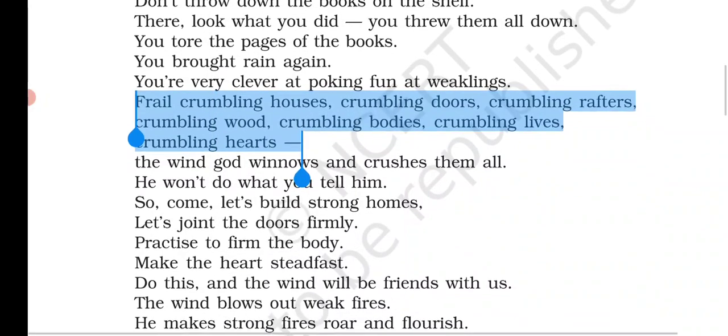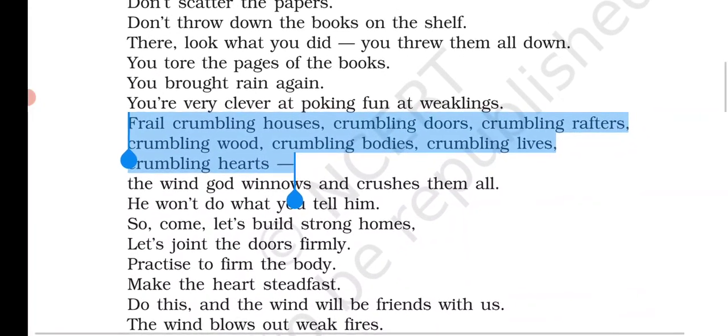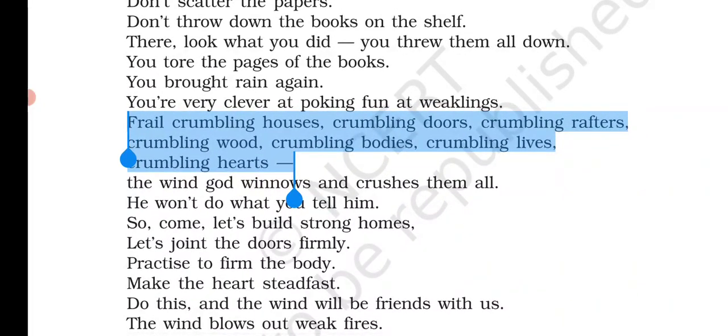So that is why the poet is asking the wind, you're so powerful, you are very strong, and sometimes you could lead to destruction, right? And houses which are weak, and the doors, and anything that is frail, they get destroyed. Understand?